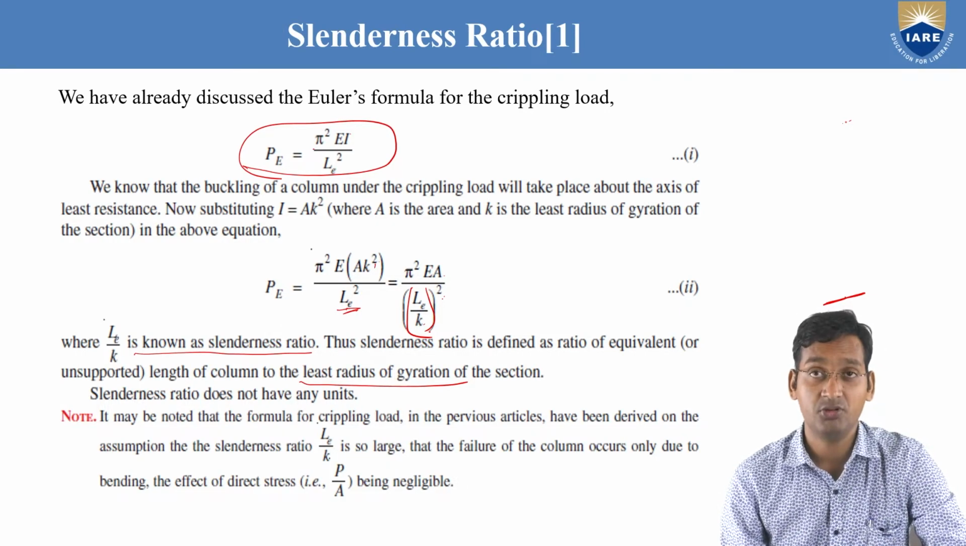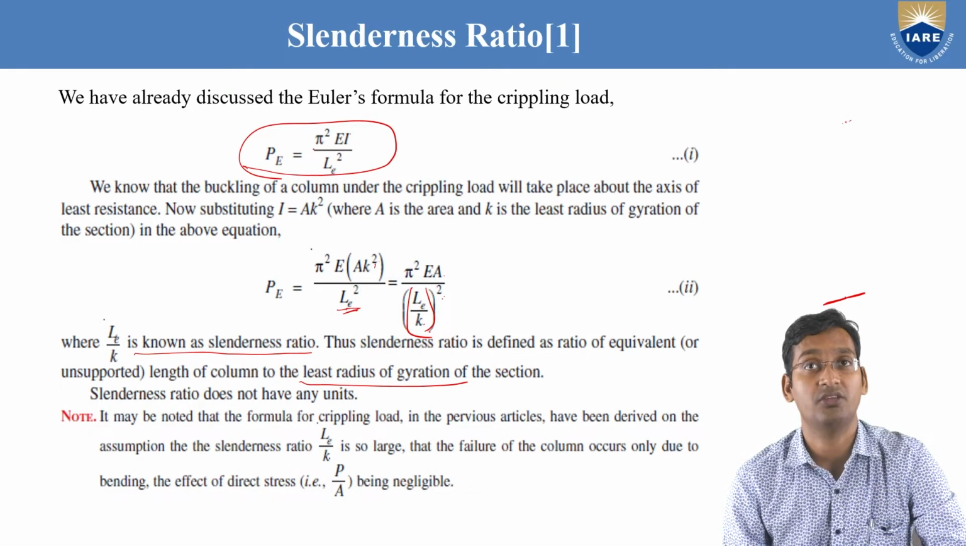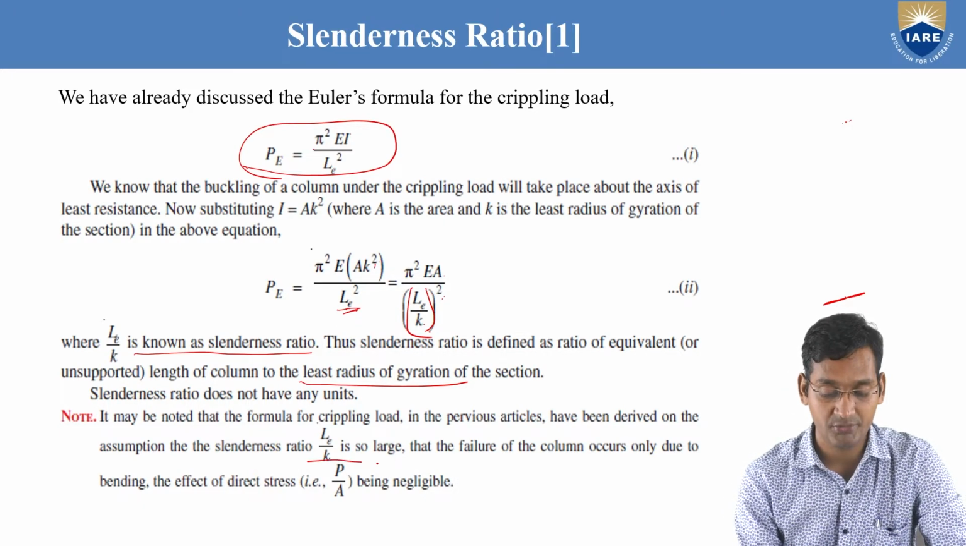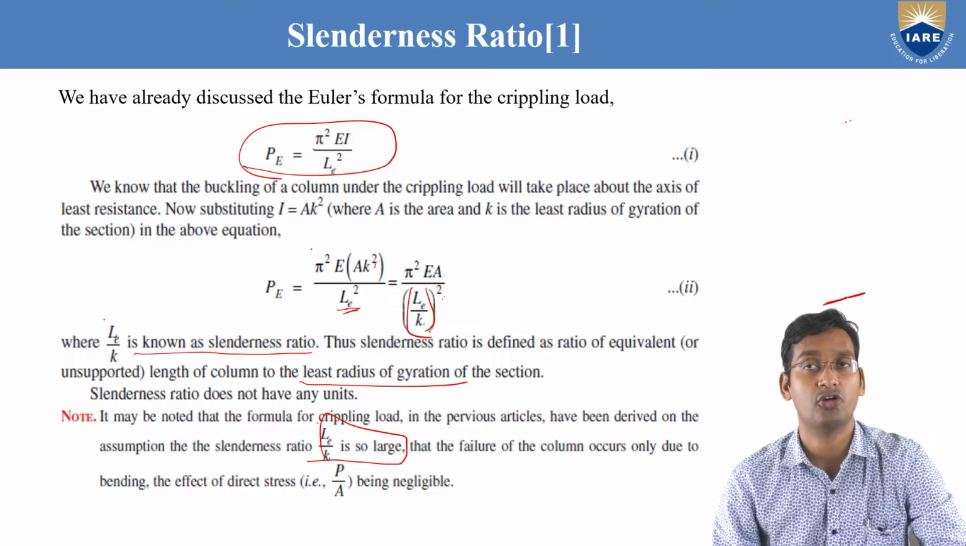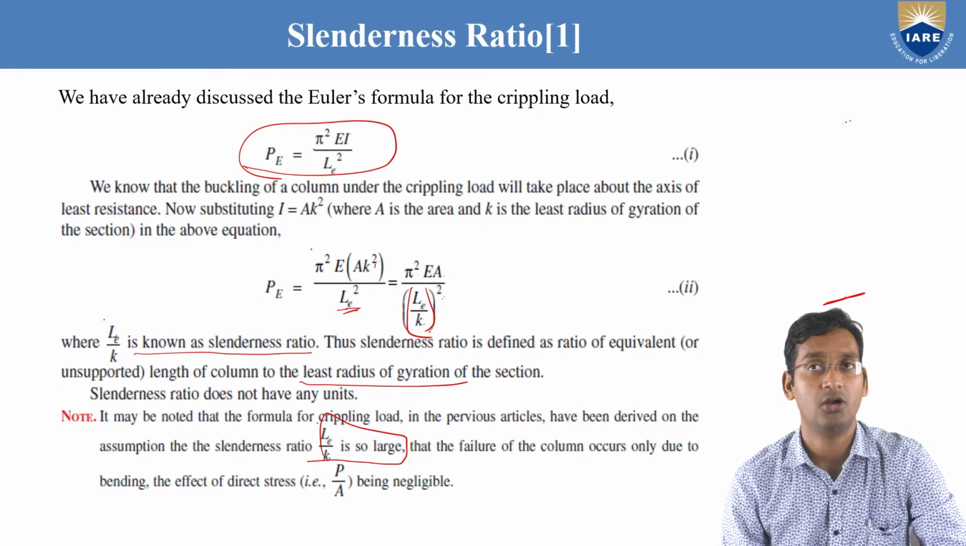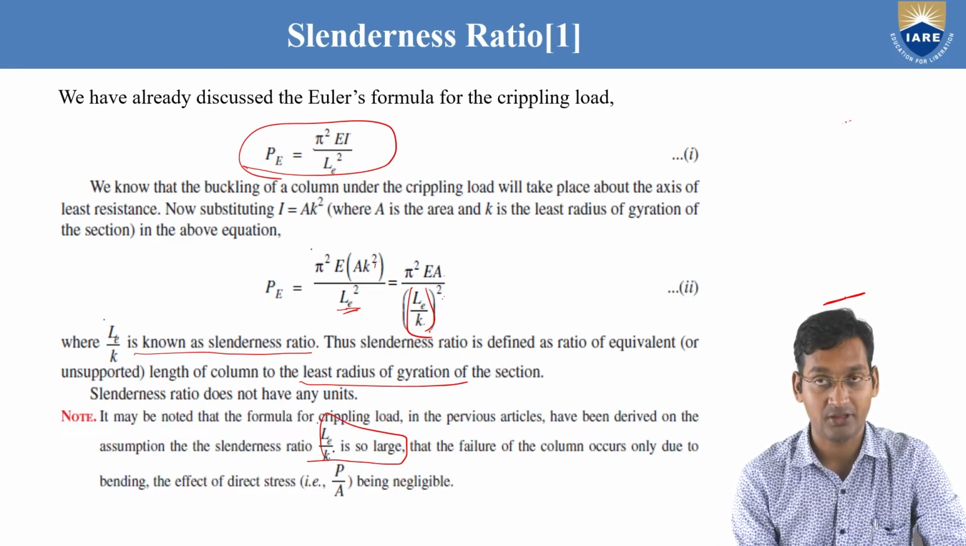Note, it may be noted that the formula for crippling load in the previous article has been derived on the assumption that the slenderness ratio LE by K is very large. So already we had seen some assumptions, meaning the length should be very long, then only this Euler's formula is applied. For a short column, Euler formula is not applied. So that's why LE by K should be very large.